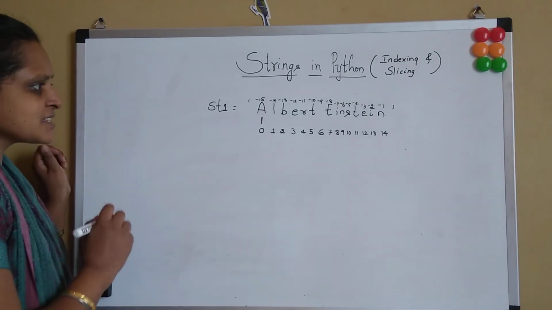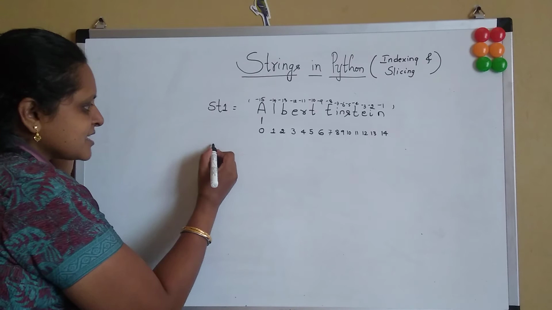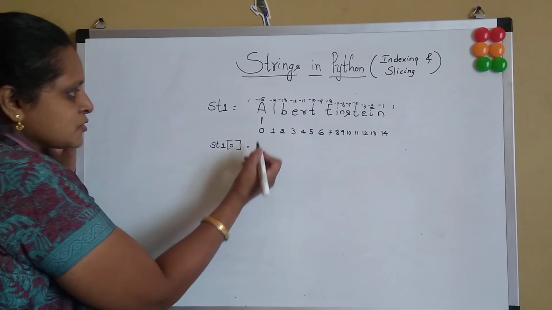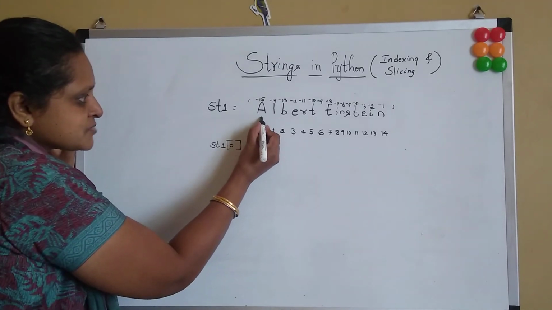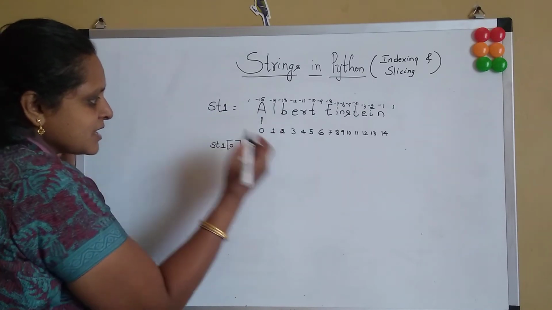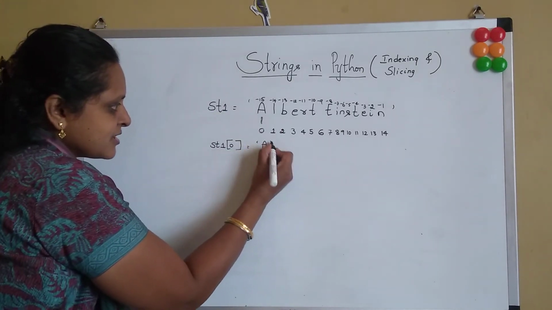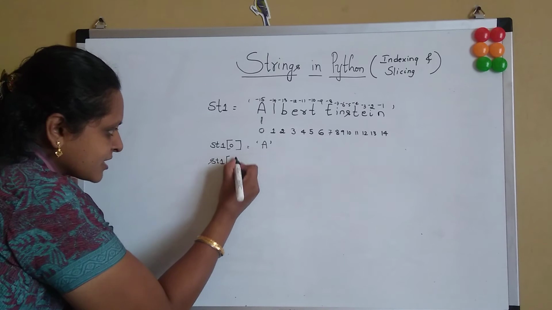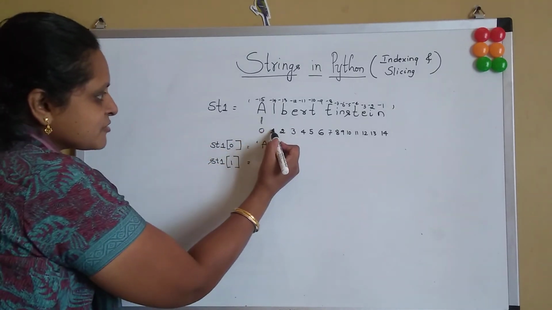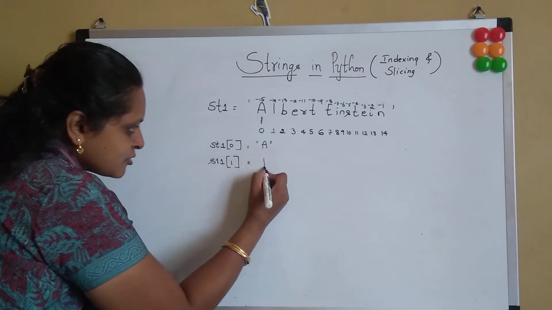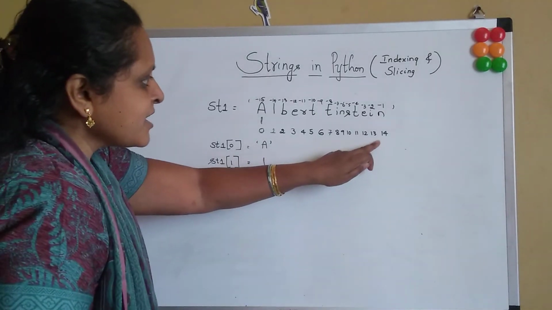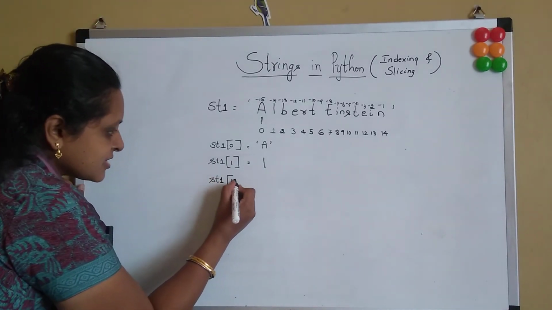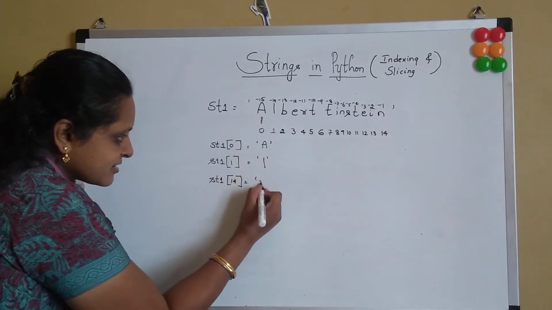So now let's see how indexing works in Python. Suppose I say st1 of 0. st1 of 0 means: what is the character value present at the 0th index? It is equal to A. So the character A would be returned. Similarly, if I take st1 of 1, then the character at the first position, that is L, would be returned. Similarly, if I take st1 of 14, then the character N would be returned.